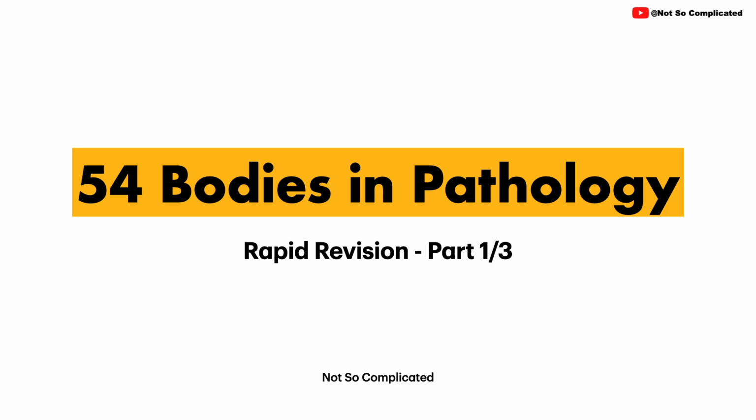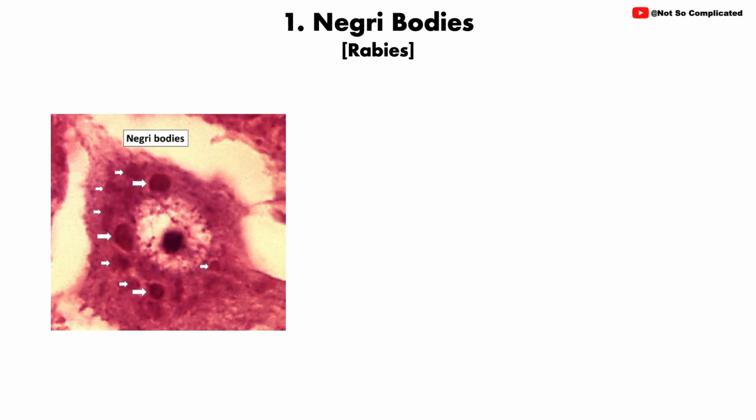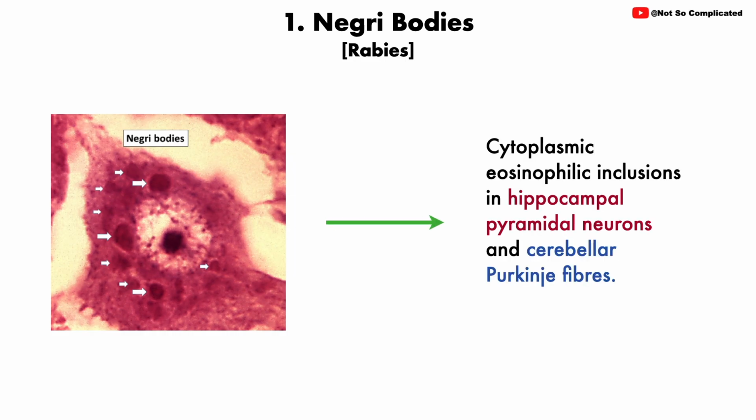All right, so out of 54, we'll be talking about 18 today, starting from Negri bodies, and these bodies are seen in patients suffering from rabies. This is how it looks, and they are actually cytoplasmic eosinophilic inclusions in the pyramidal neurons of hippocampus, and also in cerebellar Purkinje fibers.